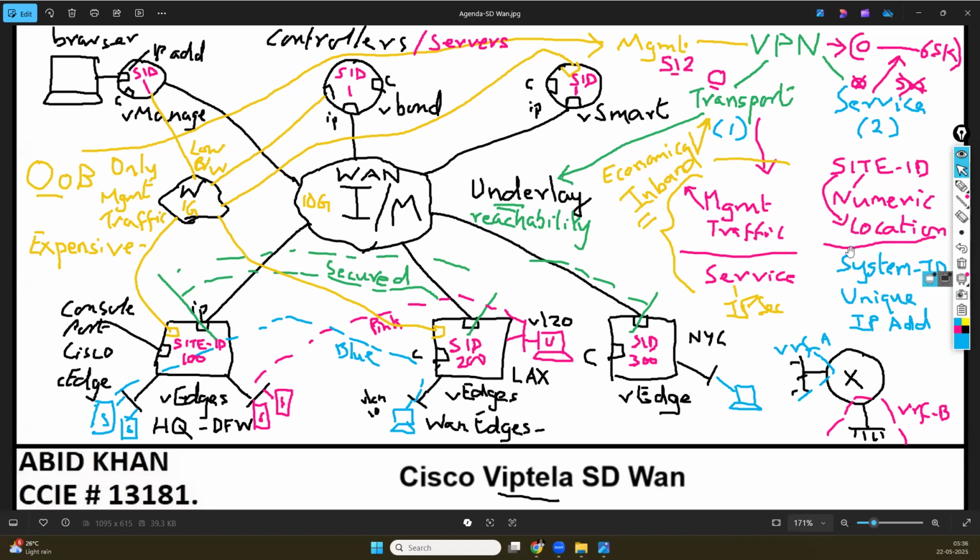So these are the basic terminologies which we need to have a clear understanding of, to begin actual work on Cisco Viptela SD-WAN.